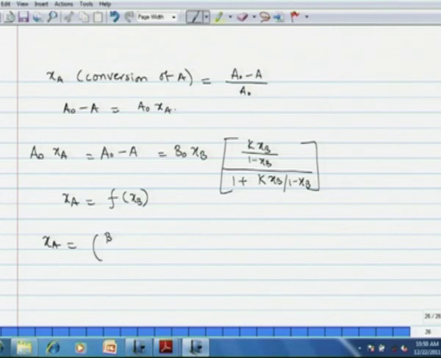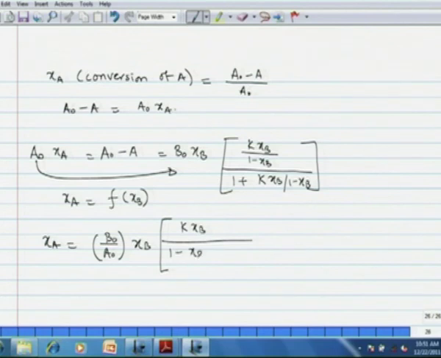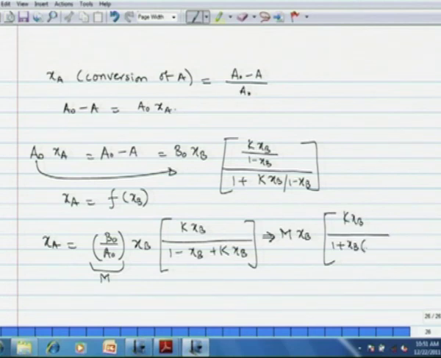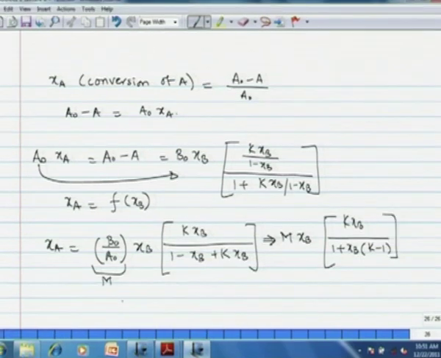We further arrange this. XA is equal to B naught by A naught, by taking A naught here on this side, into XB, and we simplify now this square bracket as K into XB divided by 1 minus XB plus K into XB, and this becomes, B naught by A naught is the molar ratio M. So, that we substitute, M into XB into K XB divided by 1 plus XB into K minus 1.